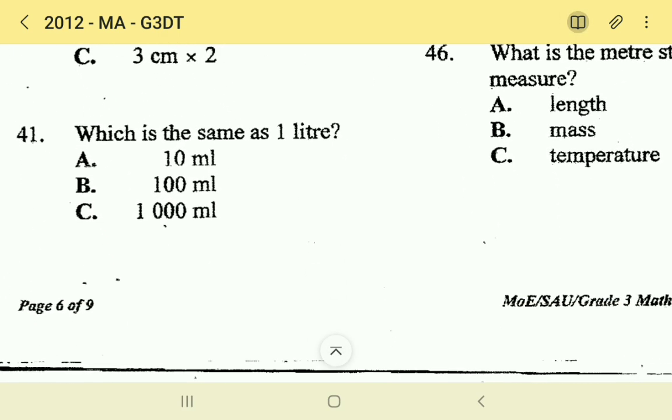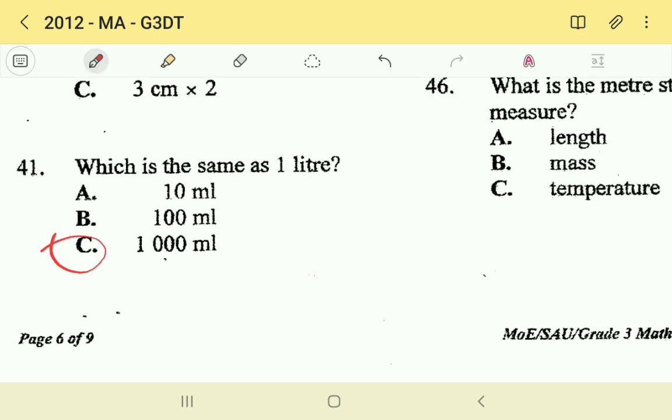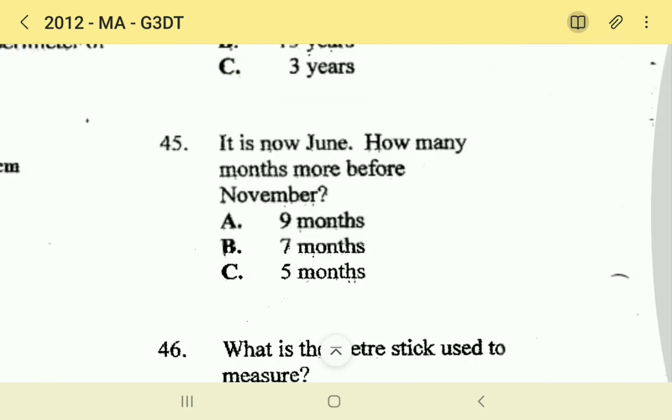Alright, 41. Which is the same as 1 liter? So do you know your metric system? Do you know your measurement? Is it 10 milliliter, 100 milliliter, or 1,000 milliliter? Again, which is the same as 1 liter? Yay, 1000 milliliter. Moving on to 42.